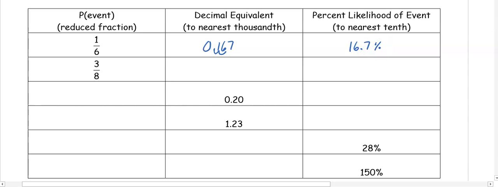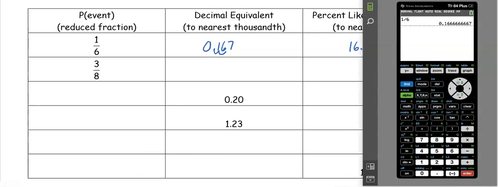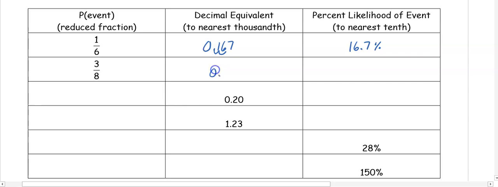16.7%. Our next one is 3/8. So 3 divided by 8 gives us a decimal of 0.375. When we move our decimal 2 places, that would become 37.5%.